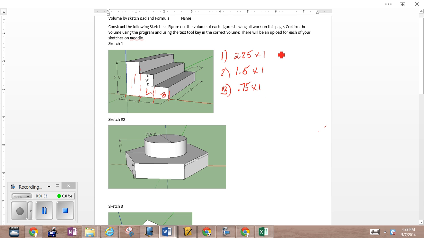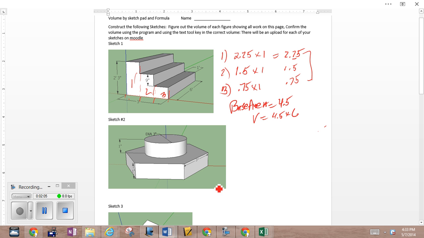So the area up front is 2.25, 1.5, and 0.75. So this is 2.25 and 0.75 is 3, and then 4.5. So the base area, of course, is equal to 4.5. And the volume, therefore, would be 4.5 times 6.